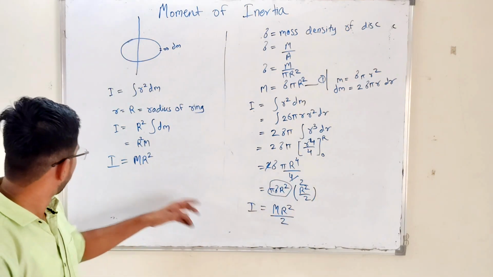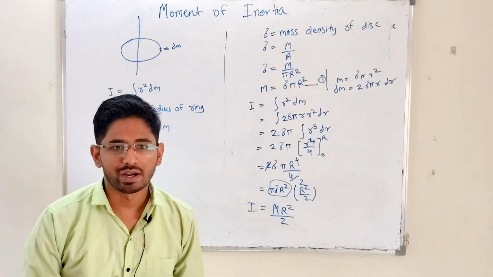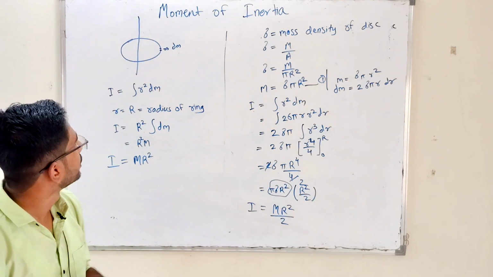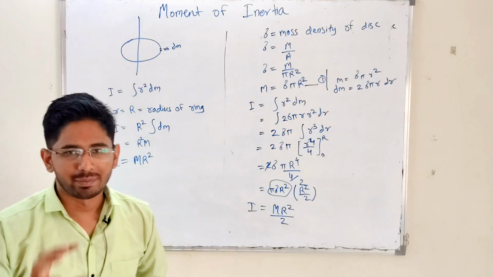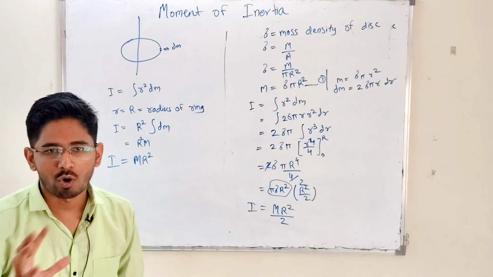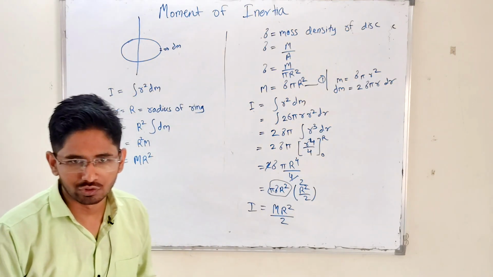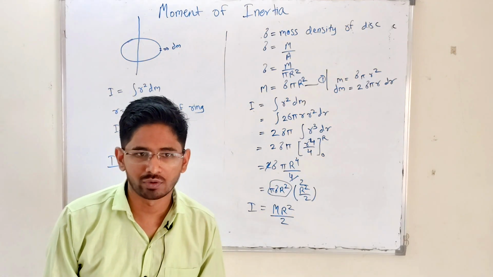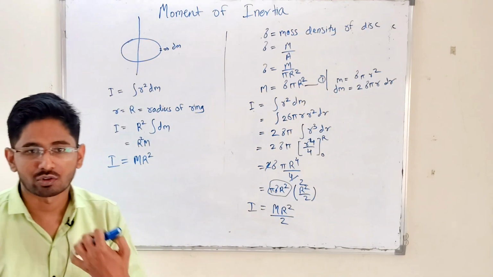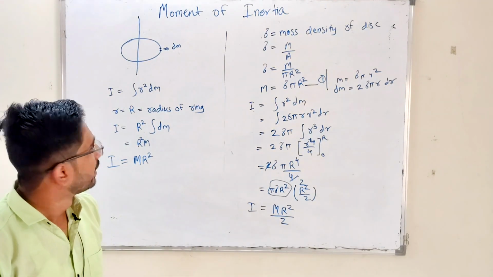So from these two examples, we have defined the moment of inertia of two symmetric, perfectly uniform objects. By doing such calculations, we can also find the moment of inertia for various objects such as a sphere, such as a cylinder, that we will see.